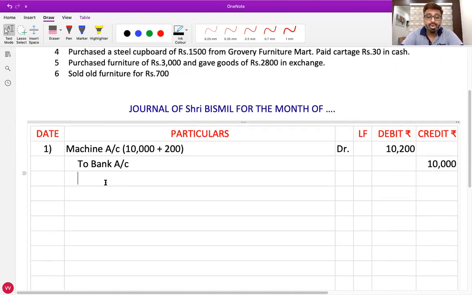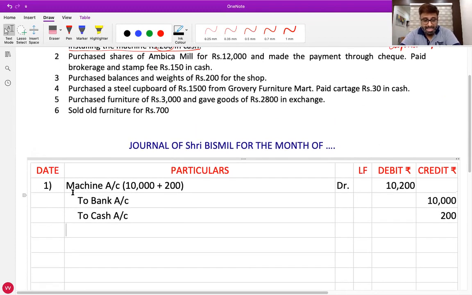So repeat, cash goes out. Credit what goes out. Therefore, to cash account 200. Once again, what is the first effect?